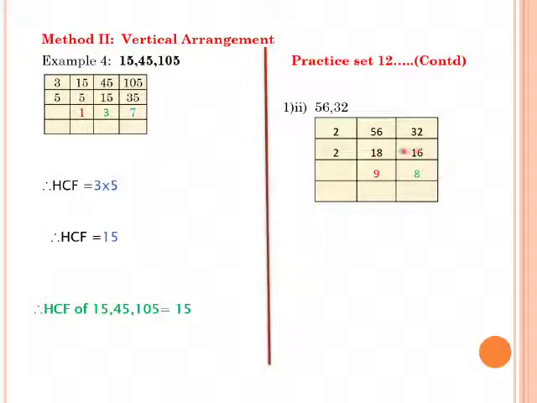Again 28 and 16 are even numbers, so the common divisor is 2. So further you get here 14 and 8. And 9 and 8 do not have any common divisor. Stop your factorization there. And here you have 2 into 2, that is your HCF. Then write your final answer. HCF of 56 and 32 is 4.